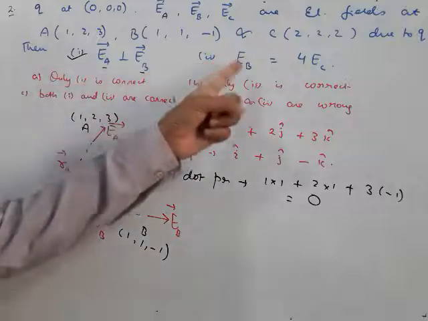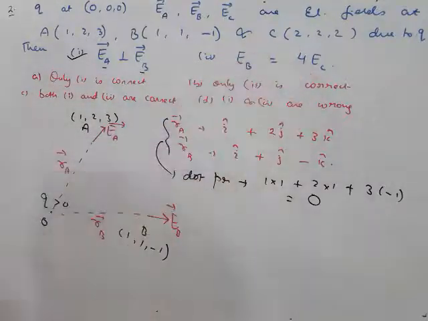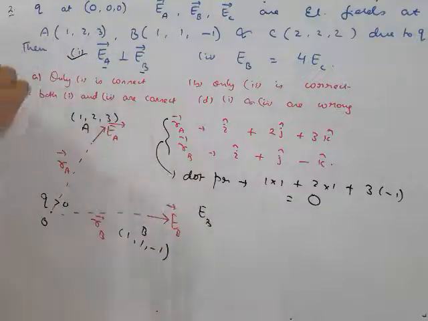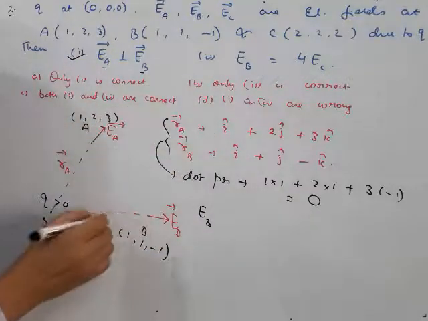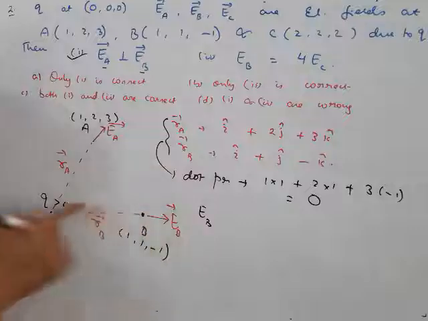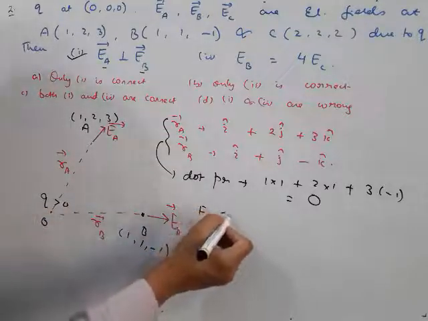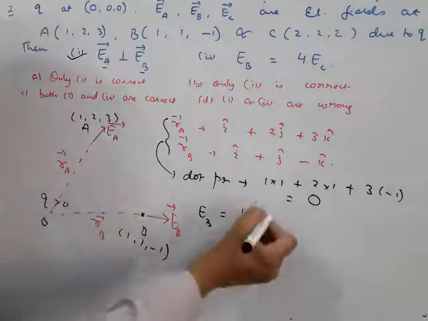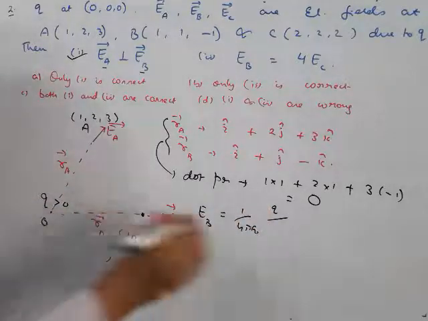Now we have to check for the second statement. For this, you need to find the value of EB and EC. How to find EB? EB is the value of electric field at point B, this is point B, due to this charge. So you know the formula for electric field, 1 by 4 pi epsilon naught multiplied by that charge divided by this distance square.